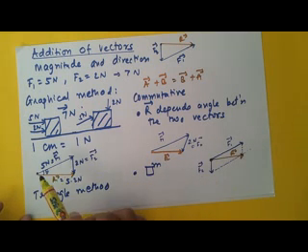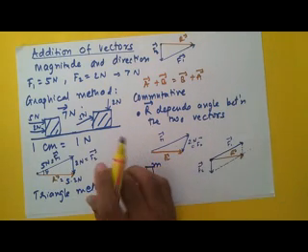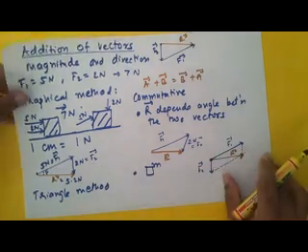Once again, note the difference. Here you draw the vectors one after the other in sequence, whereas here you have a common point from which you draw both the vectors, create a parallelogram, and then draw the diagonal which will give you the resultant. You can use either of the two methods to find out the resultant of two vectors.